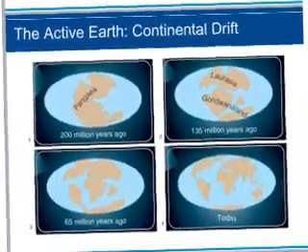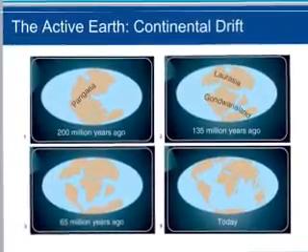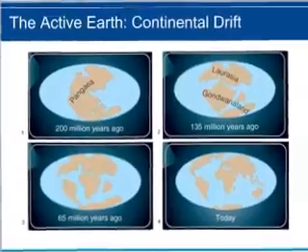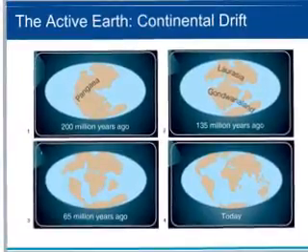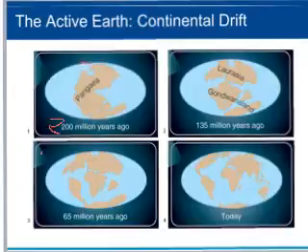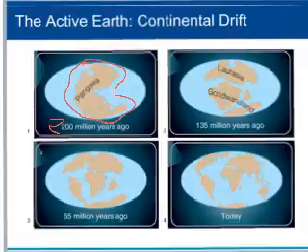So continental drift. In one of the earlier slides, I mentioned that continents were moving apart, and that's really what we're showing here. So right here, about 200 million years ago, all the land masses on Earth were stuck together. All of the continents had come together and formed one continent, and that one continent was called Pangaea.